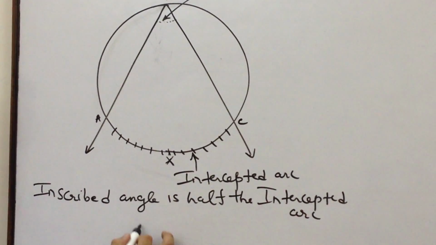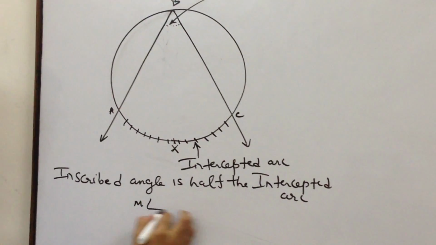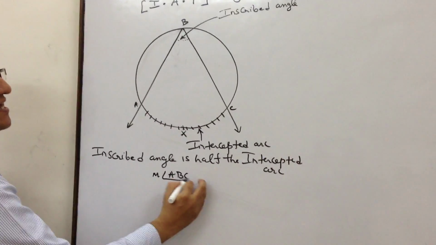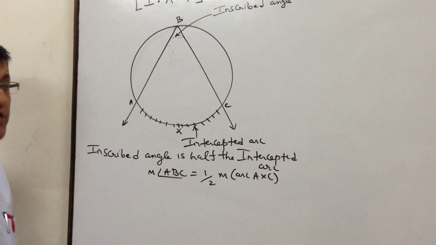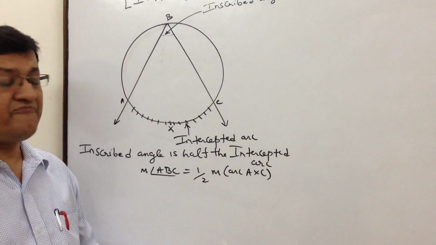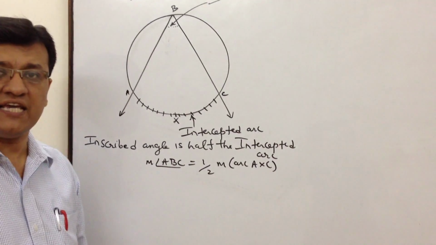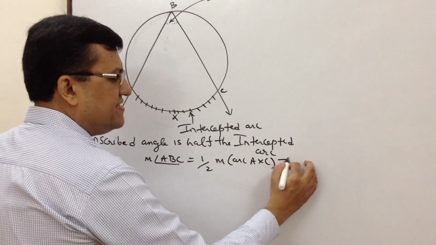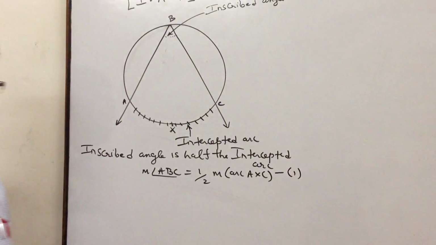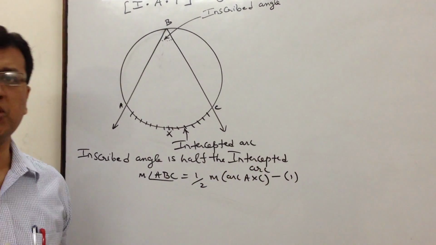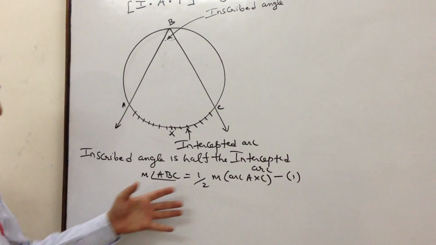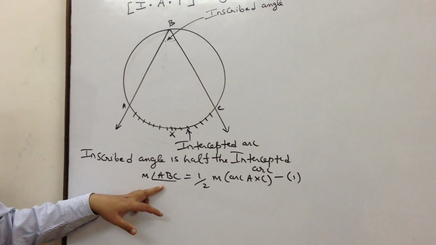Then as per this theorem, measure angle ABC is half measure arc AXC. Now let me just call this equation number 1. I require this in the later part, and that's the reason I've given it as equation number 1. Let's see an example based on this, how this works out.